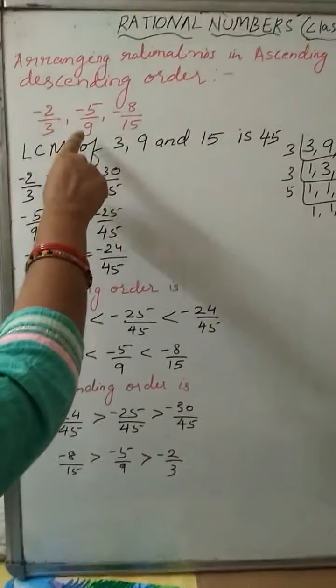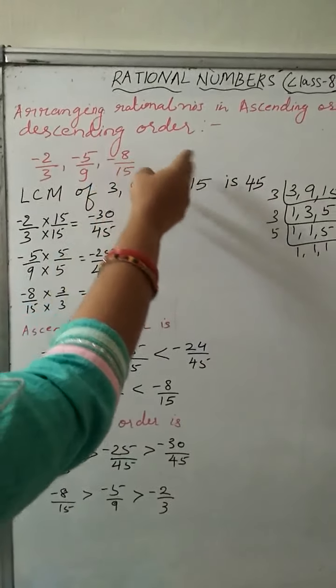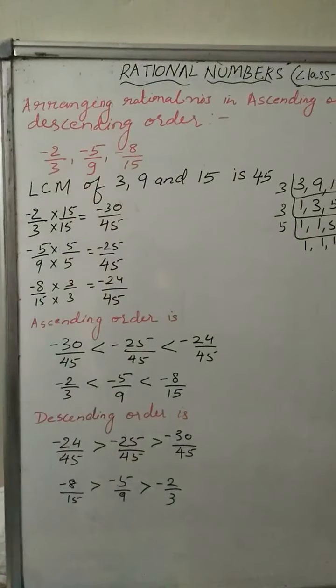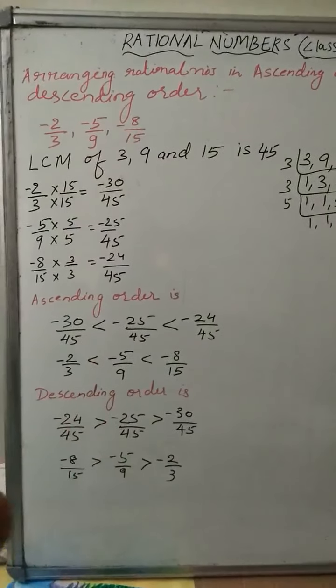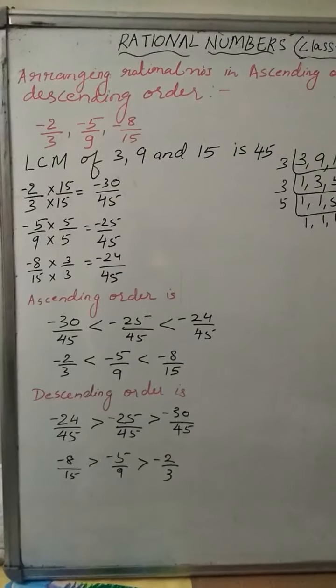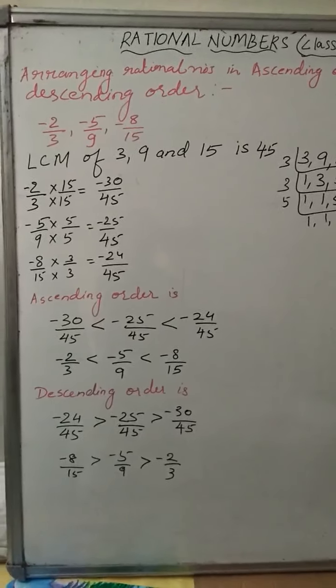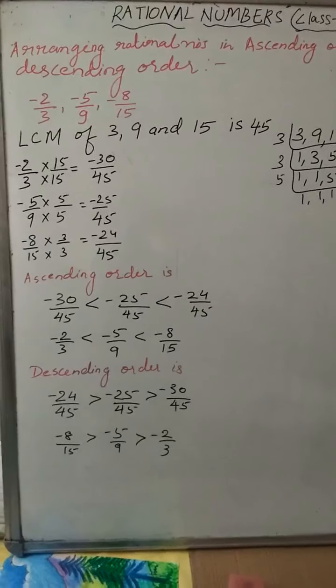Suppose in some books you will see in the exercise 2 more fractions or 3 more fractions are added. Then also no problem, the procedure is same. You have to take LCM of denominators, make equivalent fraction of all the rational numbers, and then compare it, and do as instructed, either arrange in ascending order or descending order.